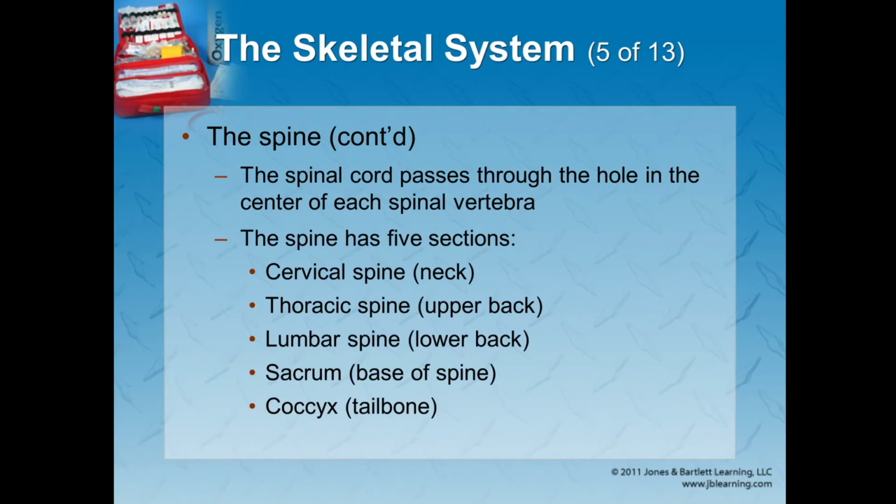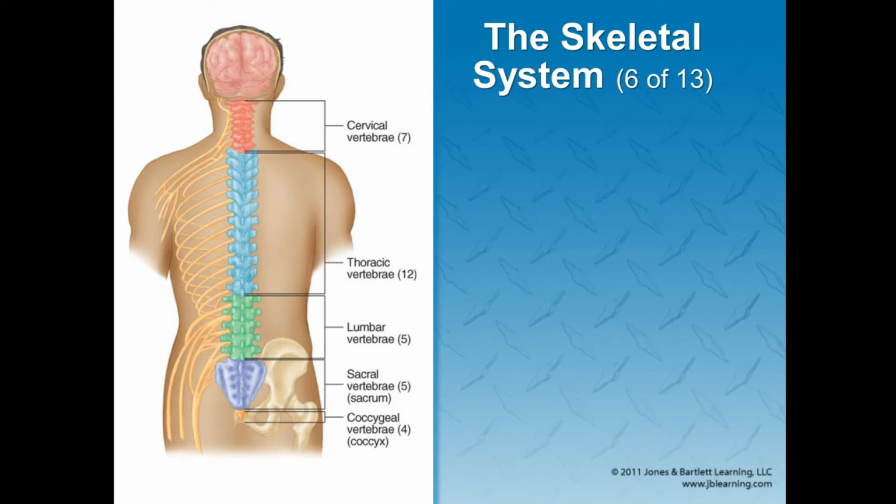Alright, so the spinal cord passes through the hole in the center of each spinal vertebra, and the spine has 5 sections. Some common terminology used for the 5 sections of the spine are the cervical spine, which is also known as the C-spine, which is the neck. Thoracic spine is your upper back. Lumbar spine is your lower back. Your sacrum is the base of the spine, and the coccyx is the tailbone. And that just breaks down in a beautiful, colorful picture of what I just showed you.